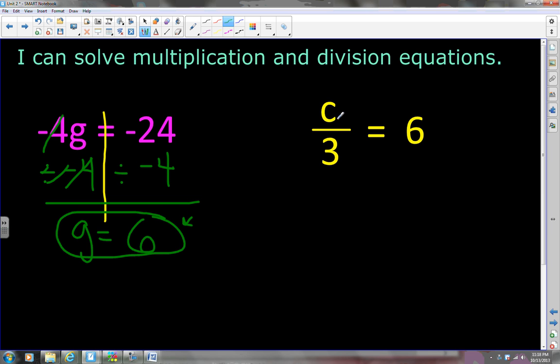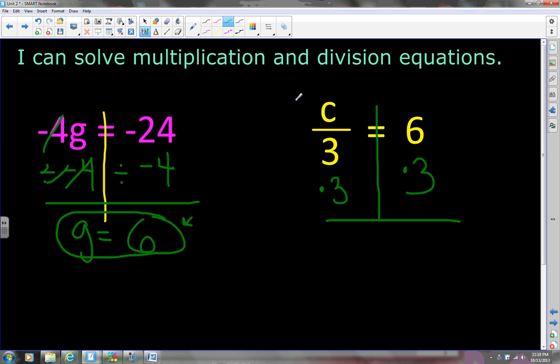The second one says c over 3 is equal to 6. Now, this over 3, which operation is that? That's right, it's division. So let's go ahead and we'll draw our line through the equal sign, and then I'm going to use the inverse operation of dividing by 3, which is multiply by 3. So I'm going to multiply both sides by 3.